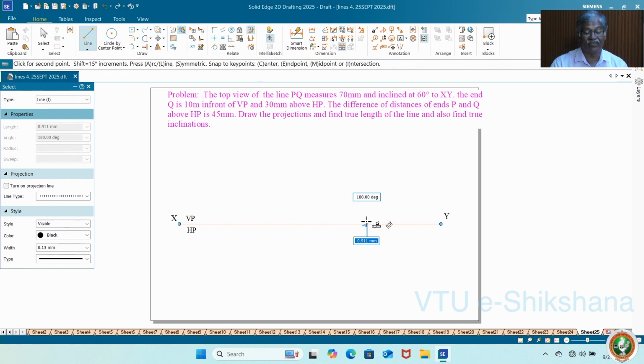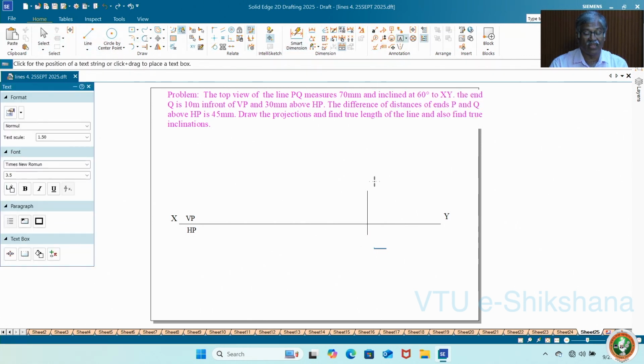Normally we take it to the left side if it is P. So Q is given clearly 30 mm above HP. See, the end Q is 10 mm in front of VP, 30 mm above HP. Take 30 mm and fix the end Q. And similarly, you mark 10 mm and fix Q dash. So Q dash and Q must be identified properly. So this is Q dash. Let it be black.